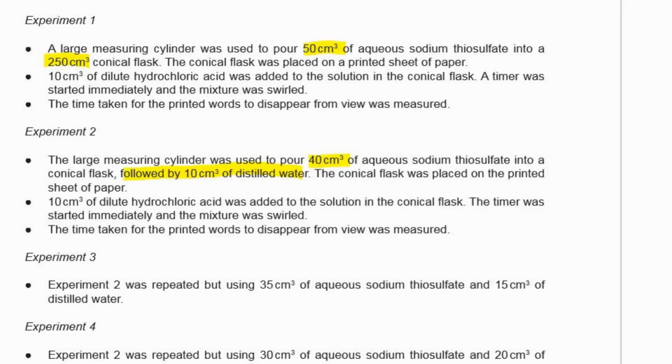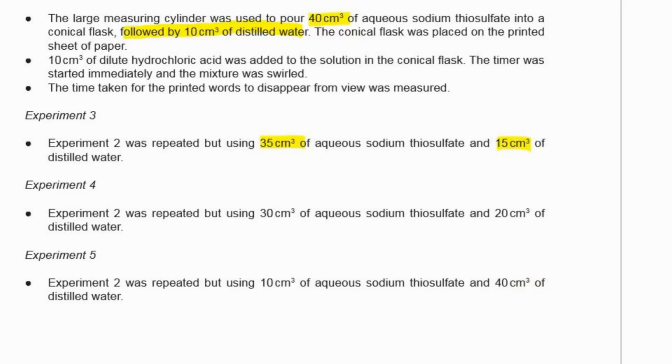All right, so experiment 3. Experiment 2 was repeated using 35 centimeters cubed of aqueous sodium thiosulfate and 15 centimeters cubed of distilled water. And experiment 4. Experiment 2 was repeated using 30 centimeters cubed of aqueous sodium thiosulfate and 20 centimeters cubed of distilled water. And then the 5th experiment, experiment 2, was repeated using 10 centimeters cubed of aqueous sodium thiosulfate and 40 centimeters cubed of distilled water.